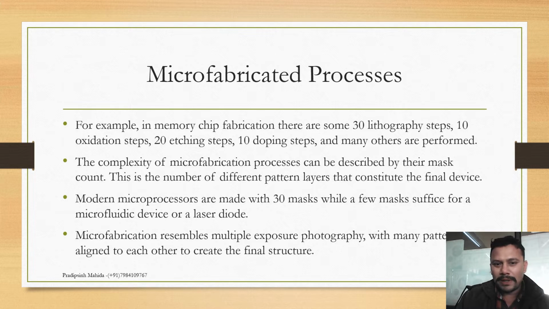The complexity of a microprocess can be described by its mask count. This is the number of different patterns that constitute the final device. Modern microprocessors are made with 30 masks, while a few masks suffice for a microfluidic device or a laser diode. Microfabrication resembles multiple exposure photography.